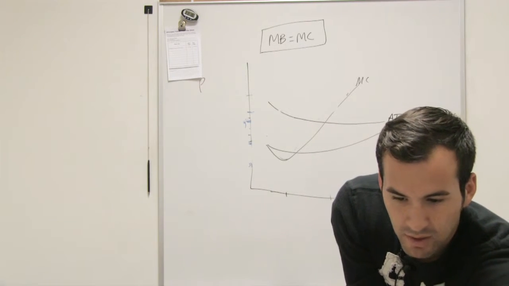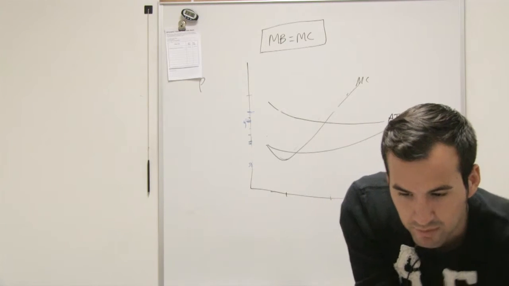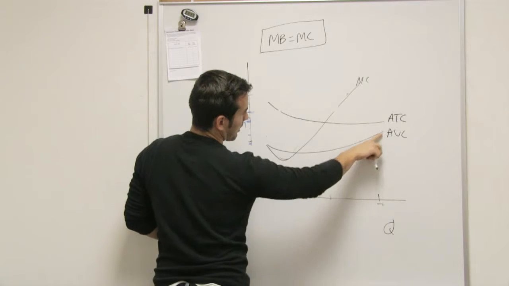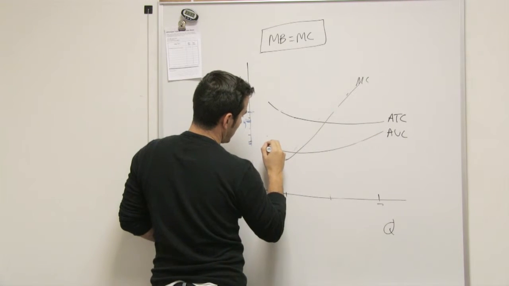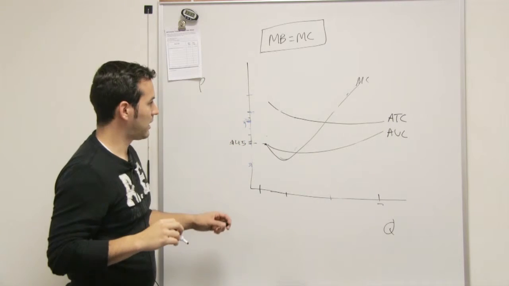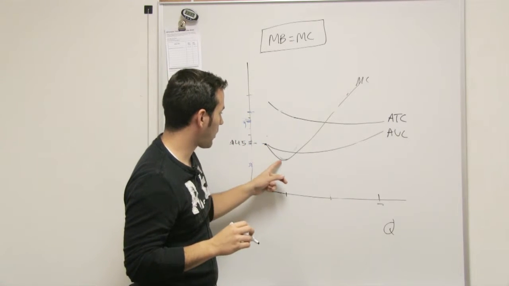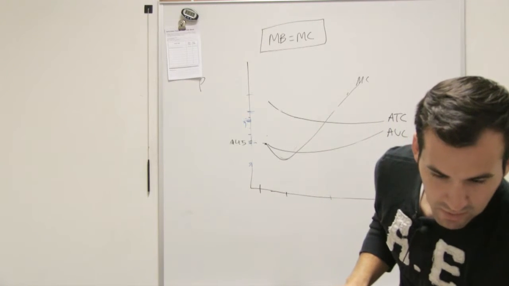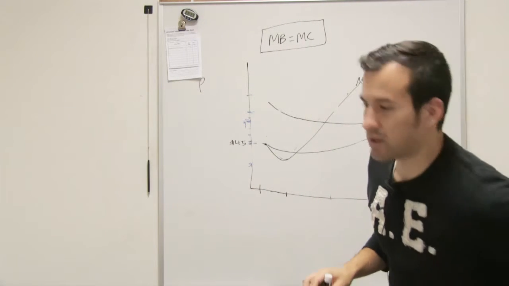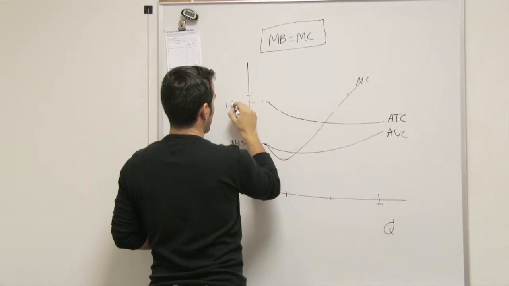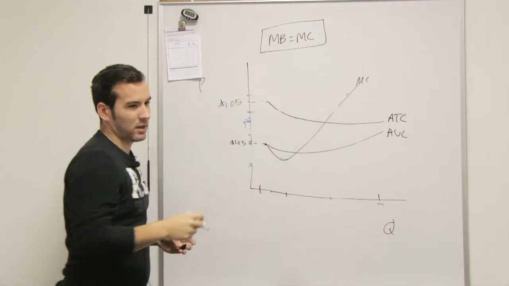So if you were to look, your average variable cost is $45, right? So at 1 right here, my average variable cost is $45. And then it looks like my marginal cost is the same. Marginal cost is $45 as well, right? But my average total cost is $105, which is what we have here. So imagine that this would be like $105, right?